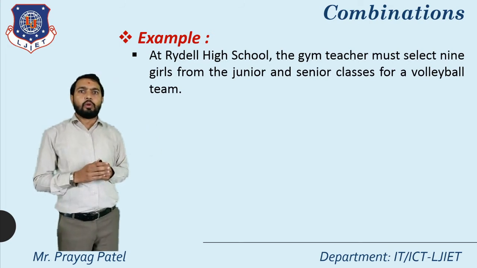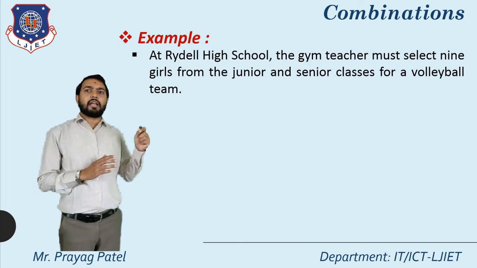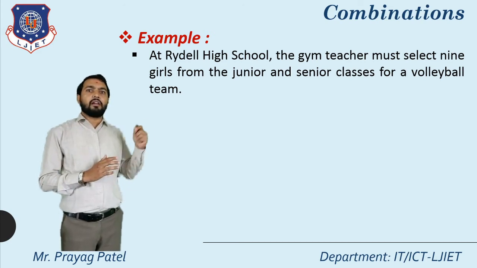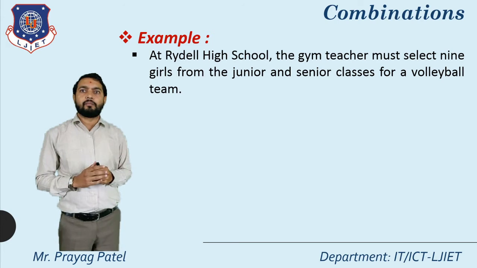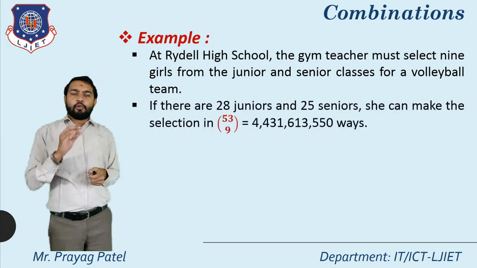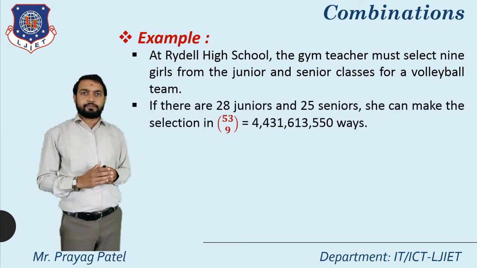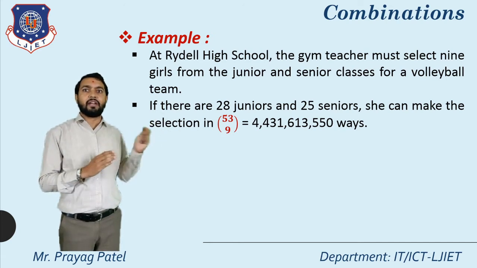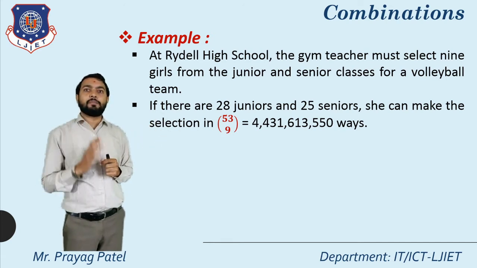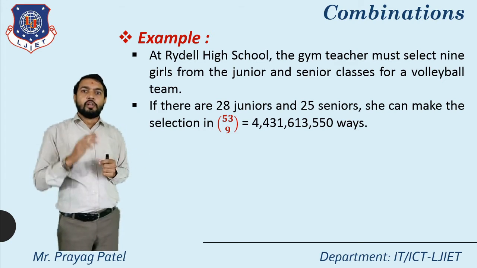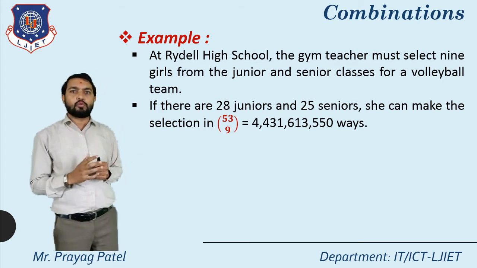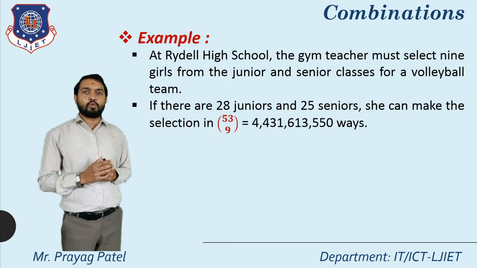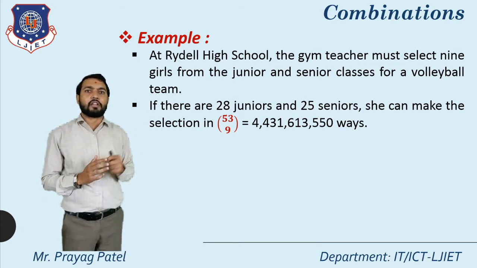In a high school, the gym teacher must select 9 girls from the junior and senior class for the volleyball team. So here you have to make a team of 9 students, 9 girls. So here, what is the probability of this? How many junior students and how many senior students are available? There are 28 junior students and 25 senior students.